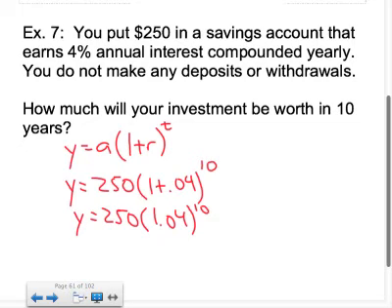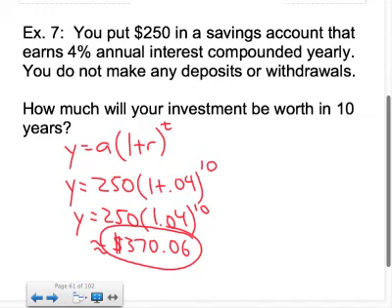And at this point, this is not something that you would do mentally, obviously. You'd want to have a calculator handy and go ahead and just plug this right in. Okay, so 1.04 raised to the 10th power times 250 equals, so your investment after 10 years would turn into $370.06, roughly.